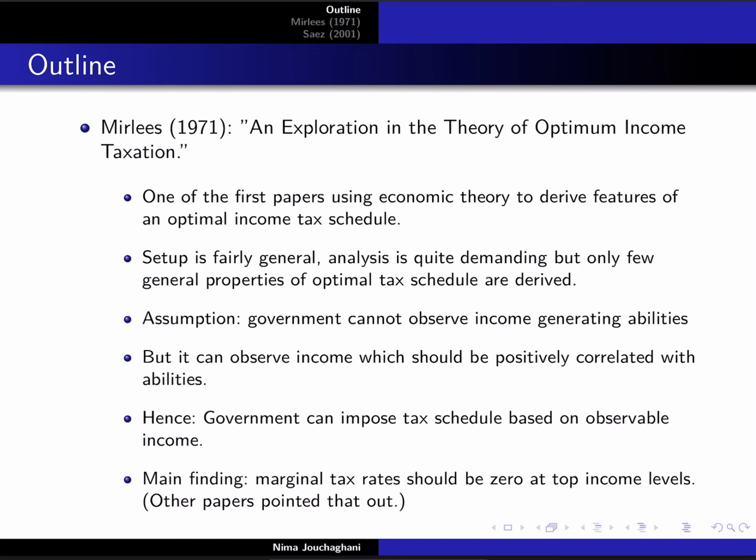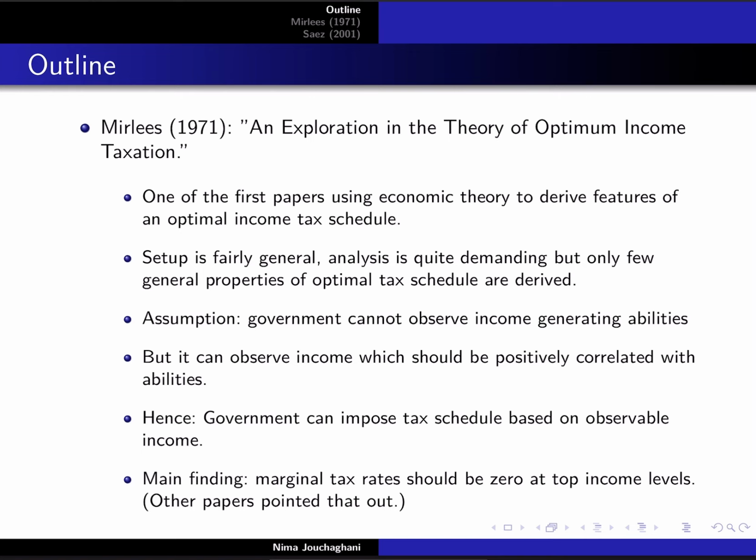Okay, so the setup in the paper is actually quite general, and as a consequence, the analysis is very demanding. But the issue is that the author is only able to derive a few general properties of optimal tax schedules in the paper. You will see why that is the case if you read the paper. In my presentation, I will not go into the details of the derivations, but if you take a close look at the paper, you will see that it's very complicated to make any statements at all. So the author is only able to derive few general properties.